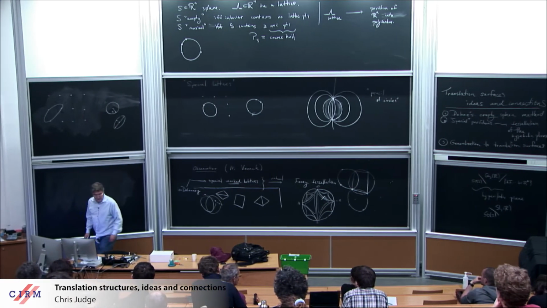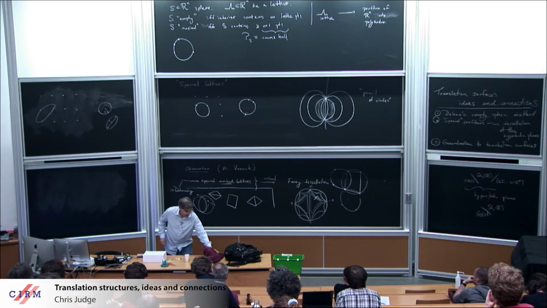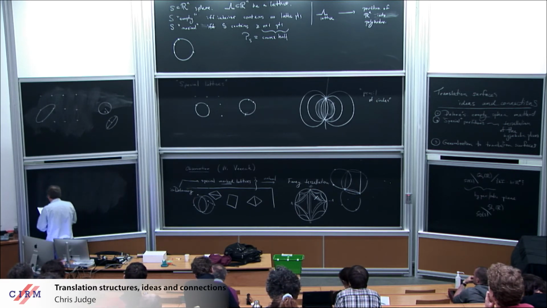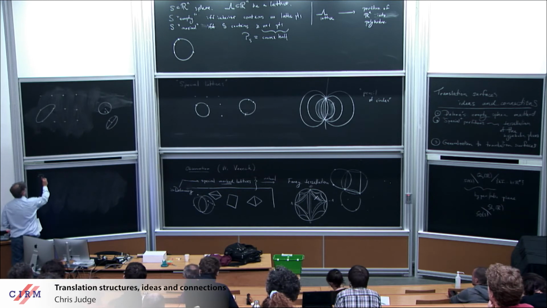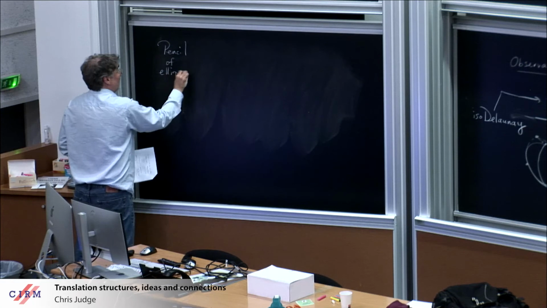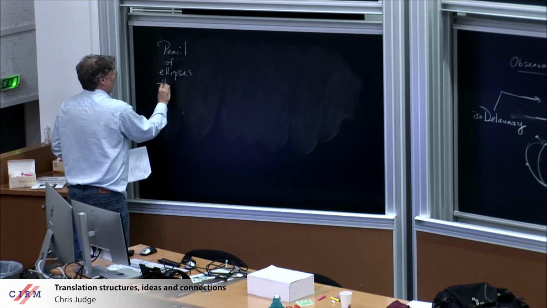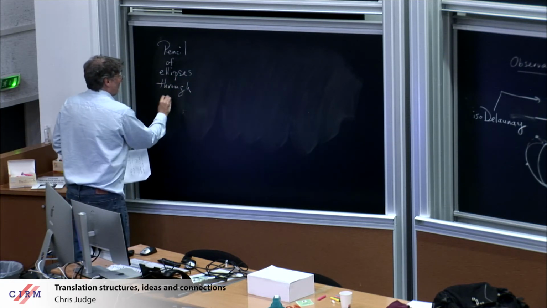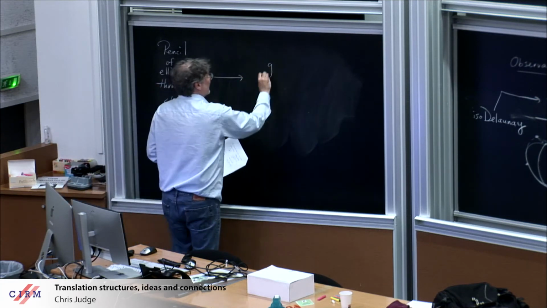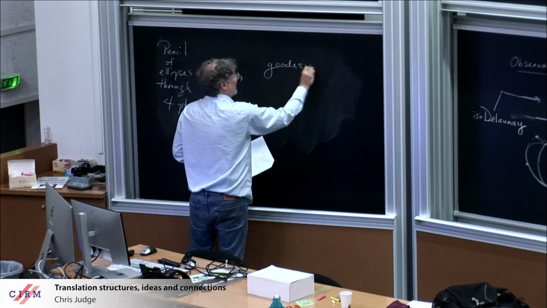When I was trying to figure out Veach's paper, I realized the following lemma, which says that if you have a pencil of ellipses through 4 points, that corresponds to a geodesic in the hyperbolic plane.